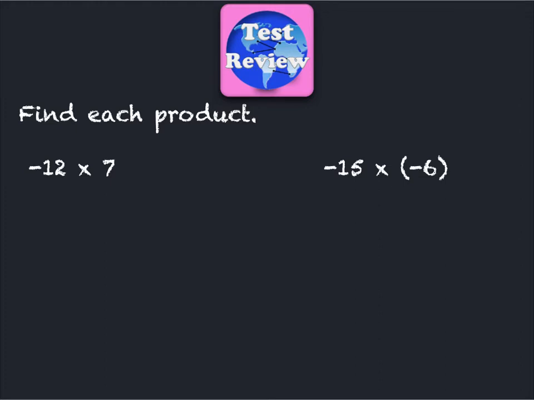So with product and quotient, you just need to remember that anytime you are multiplying or dividing by integers with the same sign, your answer is going to be positive. Anytime you're multiplying or dividing by integers that have different signs, your answer is going to be negative. So here we have -12 times 7. That's a negative times a positive, so that means our answer is going to be negative. And 12 times 7 is 84.